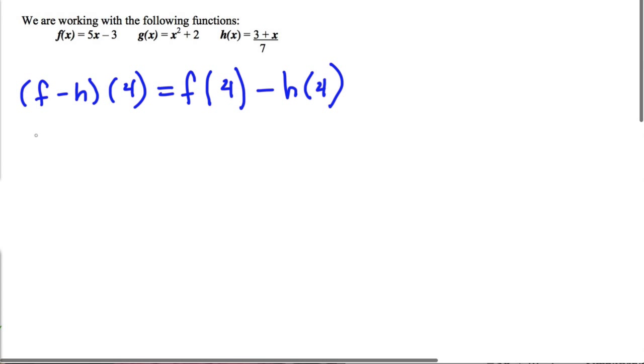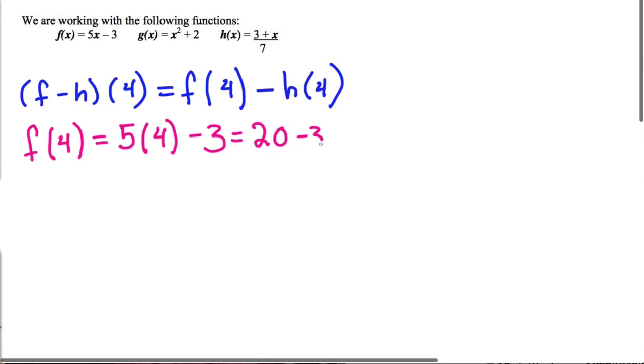Well, let's calculate f of 4. Since this is a function, this simply says plug 4 into every x inside of f. So here I'm going to plug in 4 for x. And so this is equal to 5 times 4 minus 3. So that's equal to 20 minus 3, which is equal to 17.